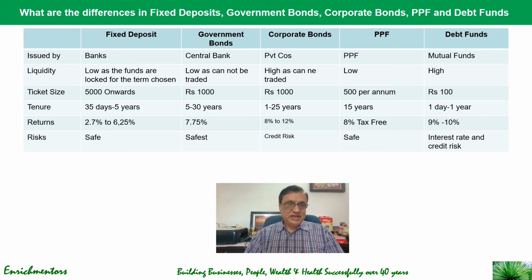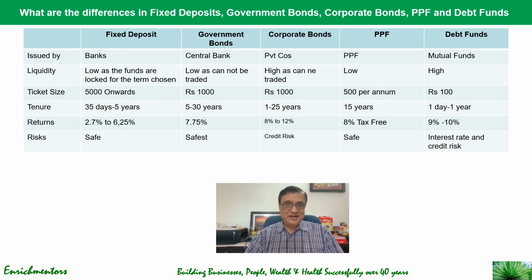Liquidity: the fixed deposits have low liquidity as the funds are locked in for a term chosen. So whatever term you choose, whether it is 3 months or 15 years, you are locked in for that. And if you want to have a premature withdrawal, then you have to pay a penalty or extra money for doing that. Government bonds are fully locked; they cannot be traded, and you cannot get out of the investments. Corporate bonds again have high liquidity as they can be traded. PPF again has low liquidity; your money is locked in for 15 years, and debt funds again have high liquidity.